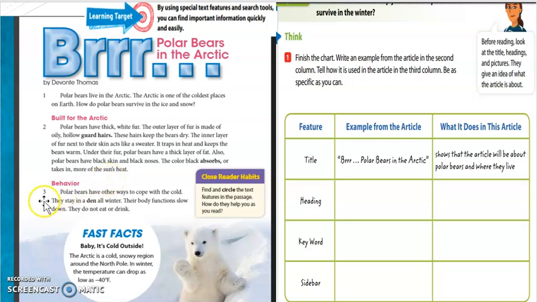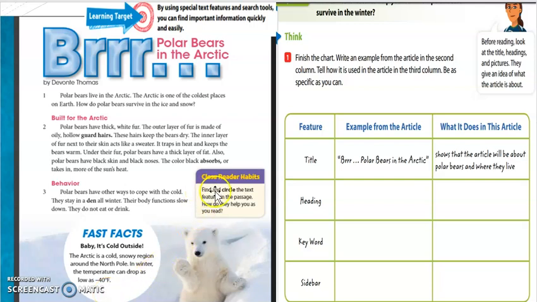Behavior. Paragraph 3. Polar bears have other ways to cope with the cold. They stay in a den all winter. I remember learning about dens. Those are shelters for animals where they stay safe. Their body functions slow down. They do not eat or drink. Fascinating. Let's keep going. Fast facts. Baby, it's cold outside. The Arctic is a cold, snowy region around the North Pole. In winter, the temperature can drop as low as -40 degrees Fahrenheit. Boy, that's really cold.